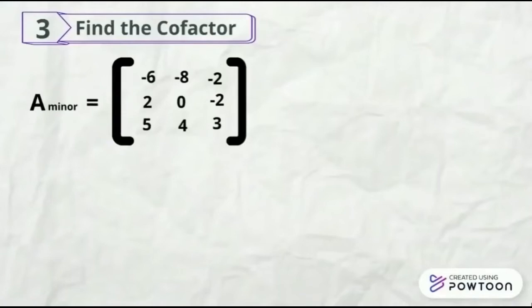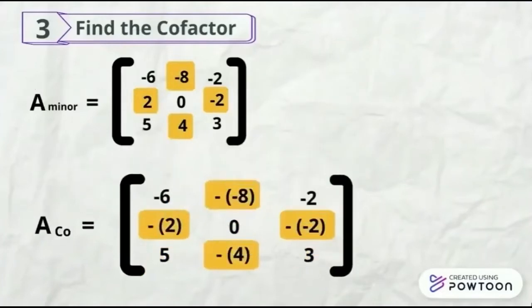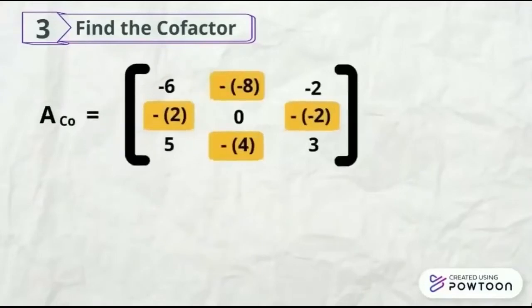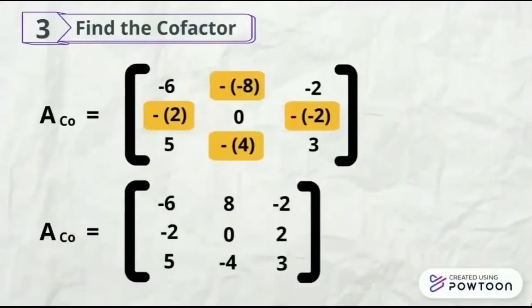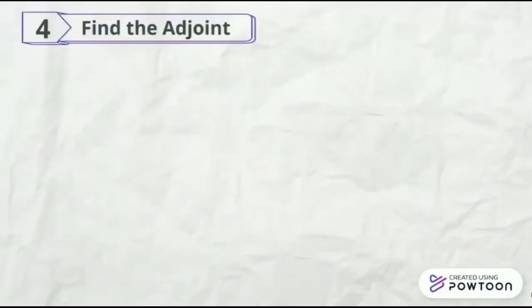Step 3. Find the cofactor. Now, from the minors of matrix A that we found previously, for the cofactor we need to multiply by a negative sign the elements at specific coordinates, which are row 1, column 2, row 2, column 1, row 2, column 3, and row 3, column 1. By multiplying a negative sign at the elements of these coordinates, we will get the cofactor of matrix A. Now that we have found the cofactor of matrix A.